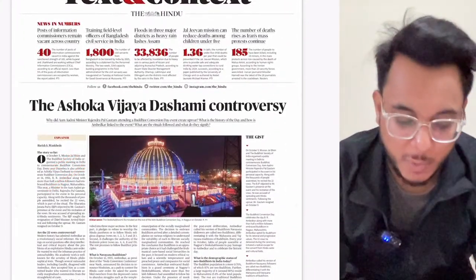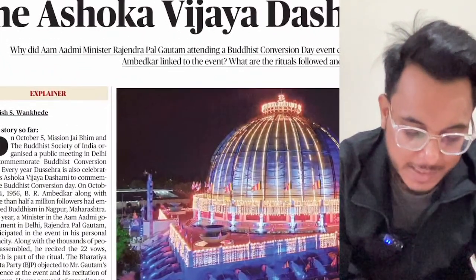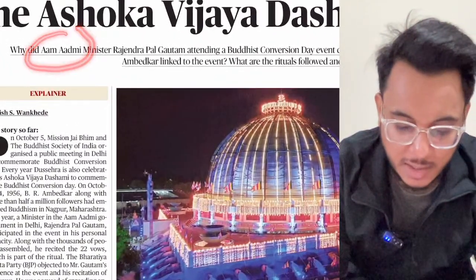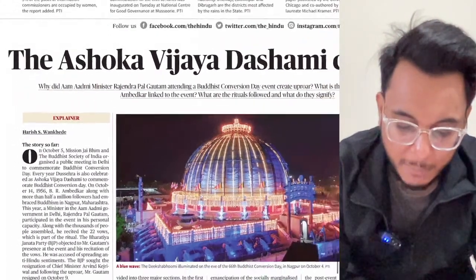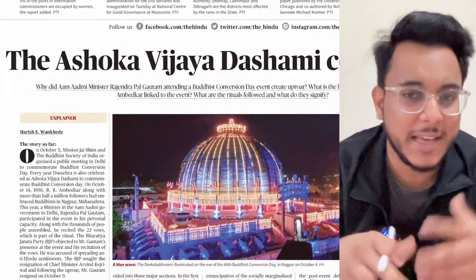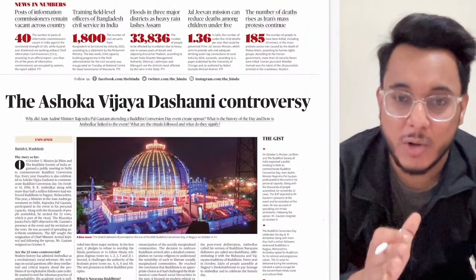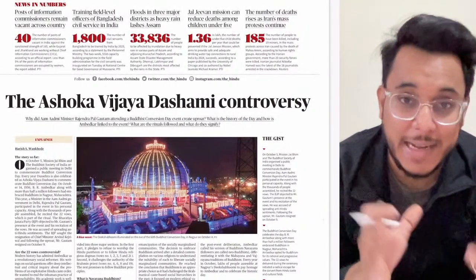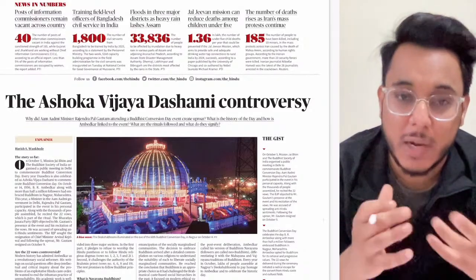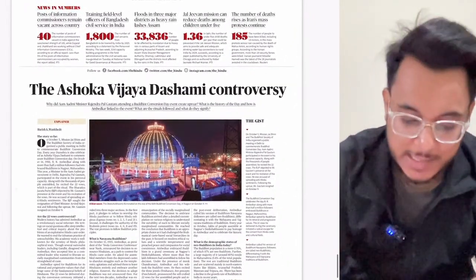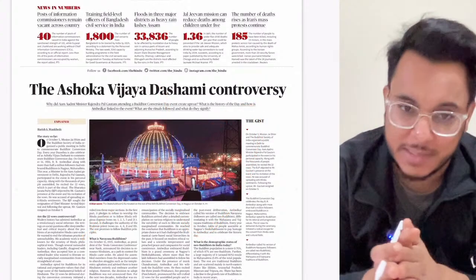Okay, then moving on, the Ashoka Vijayadashmi controversy. Now, what is this article talking about? Basically, Aam Aadmi Party's minister Rajendra Pal Gautam attended a Buddhist conversion day, and then some political controversies happened. Political parties said that it was a kind of festival where some anti-Hindu calls were made and all such things. So for the UPSC exam, this article is not at all important.